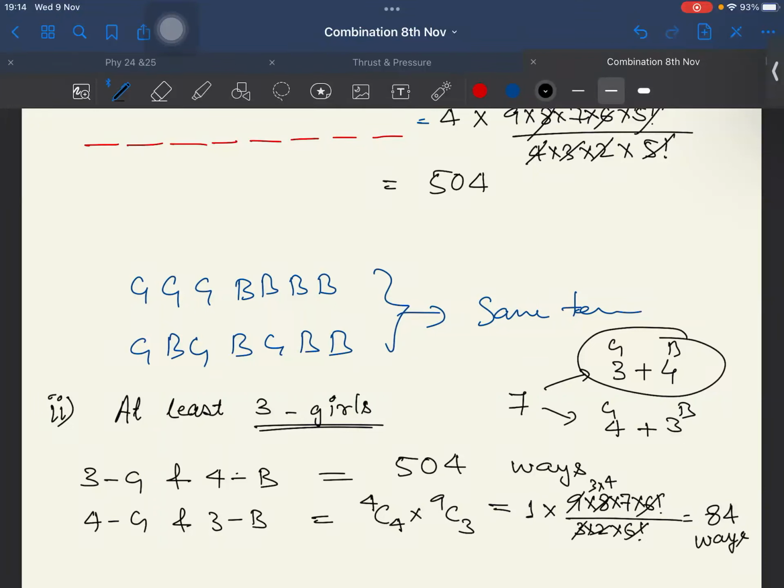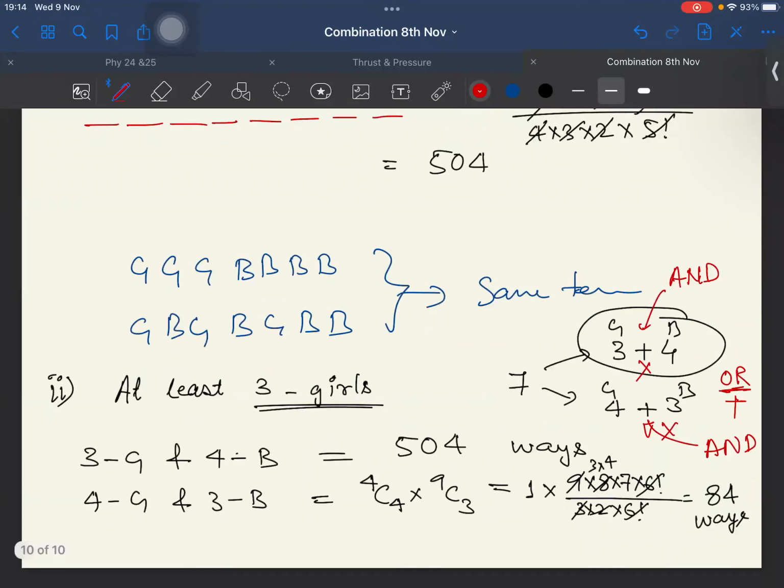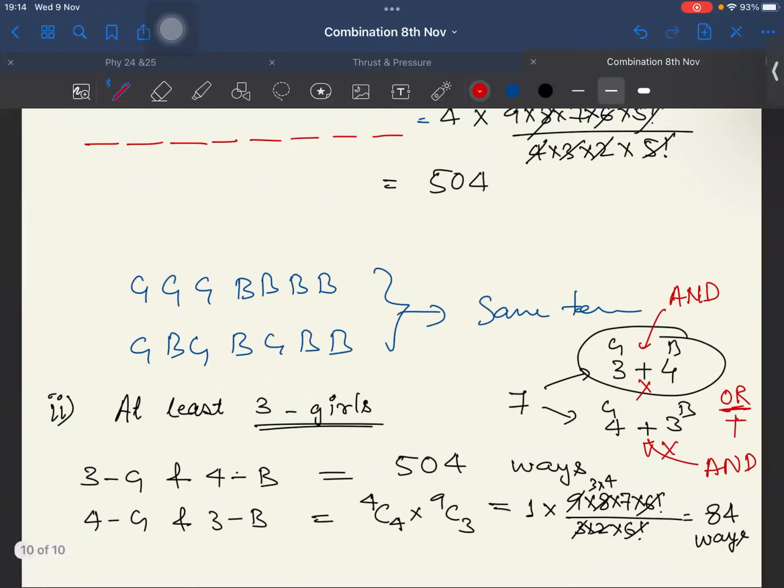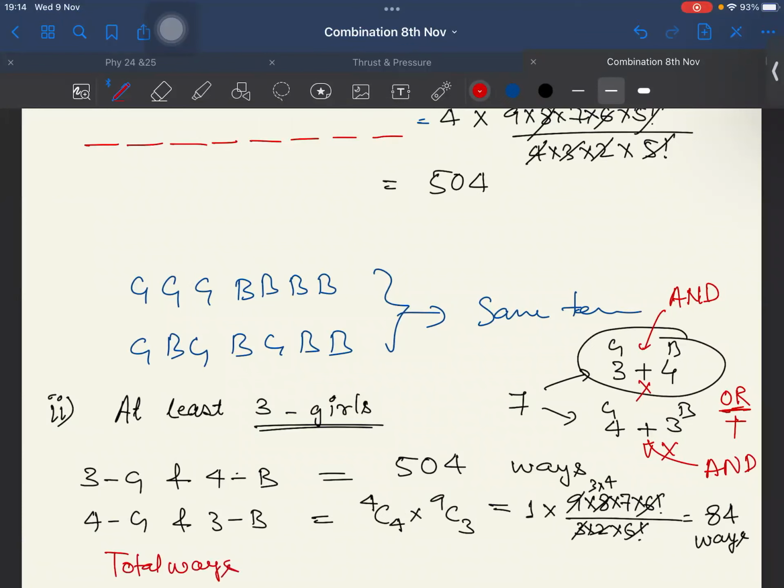Now either the team can have 3 girls and 4 boys, or it can have 4 girls and 3 boys. Here we are getting an or statement. Here we have an and statement. See the difference? That's why we are multiplying here, and here we will add. So total ways to form a team will be 504 plus 84.